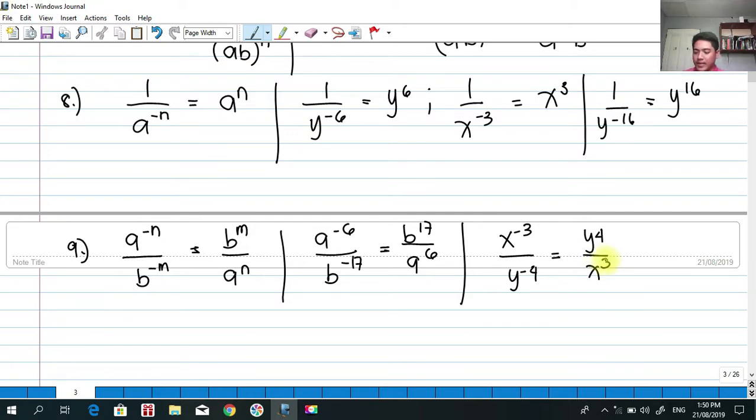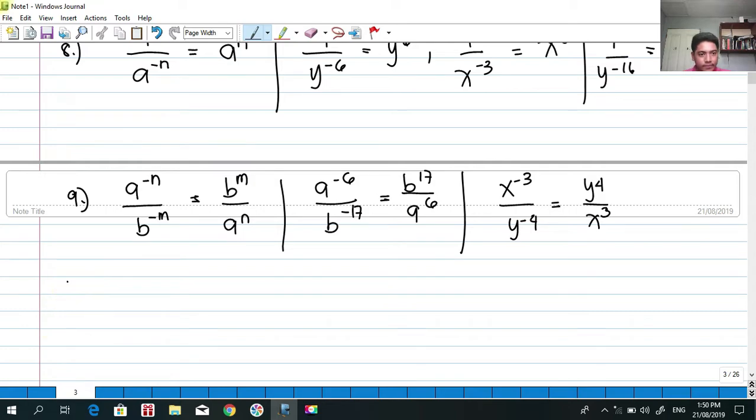For property number 10, we have a raised to n, different bases, b raised to m, and raised to a certain number k, an integer. What will happen is still the same from our knowledge about the previous properties.